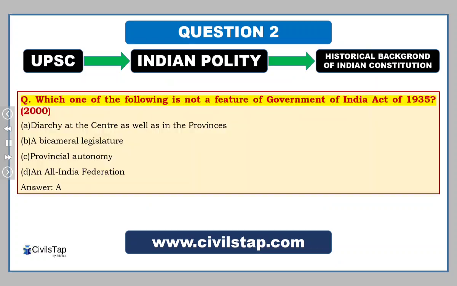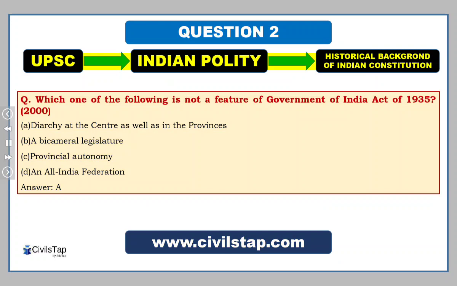Q. Which one of the following is not a feature of the Government of India Act of 1935? A. A diarchy at the centre as well as in the provinces. B. A bicameral legislature. C. Provincial autonomy. D. An All India Federation. Answer: A.